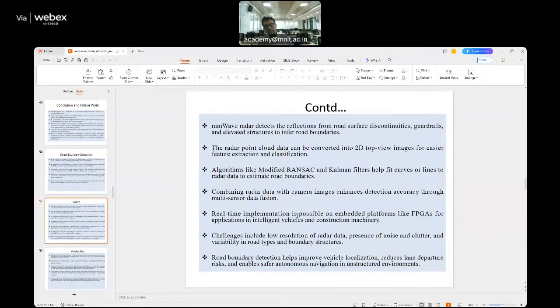Real-time implementation is possible on embedded platforms like FPGA for applications in intelligent vehicles and construction machinery. Challenges include low resolution of radar data, presence of noise and clutter, and variability in road types and boundary structure. Remember, that's why we are using the filter. Many times at crossings, it seems like a boundary, but then it is not a boundary.